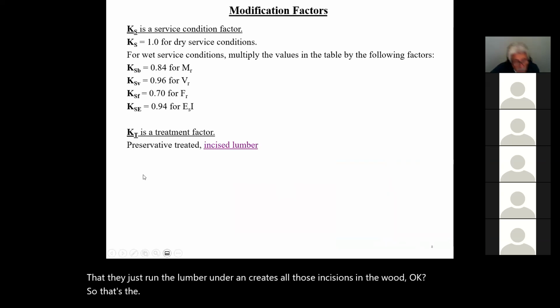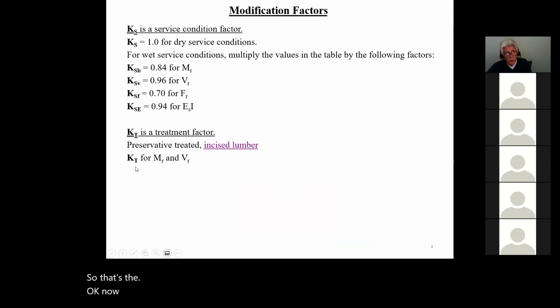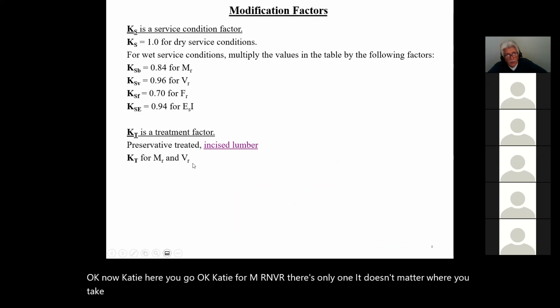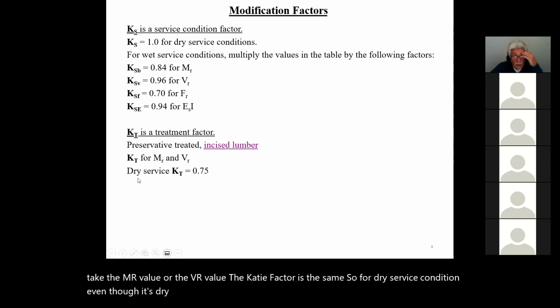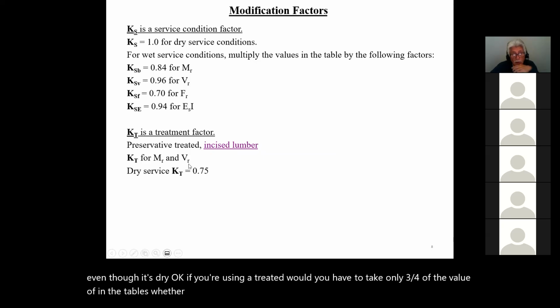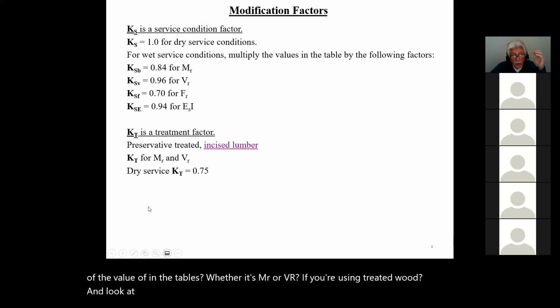Okay, now KT, well, here you go. KT for MR and VR, there's only one. It doesn't matter whether you take the MR value or the VR value, the KT factor is the same. So for dry surface condition, even though it's dry, if you're using treated wood, you have to take only 3/4 of the value in the tables, whether it's MR or VR. And look at this. When it's wet, it goes up. Isn't that amazing?